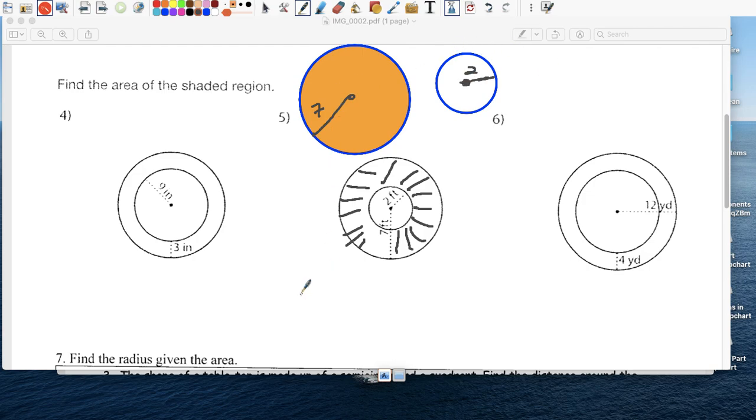So again, area of the big circle. A equals pi r squared. A equals pi, 7 to the second power. 7 to the second power is 49, and I'm going to multiply that by pi. I got 49 pi feet squared. I'll leave it in terms of pi. Those of you who want to multiply 49 times pi and get whatever number, you're more than welcome to do it.